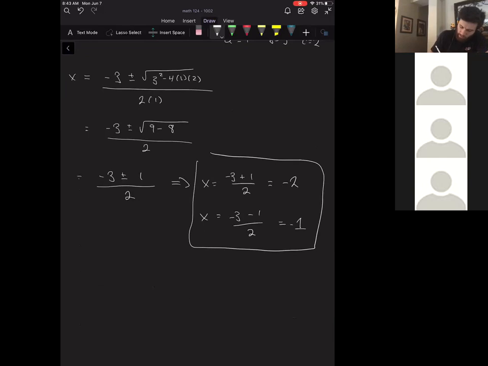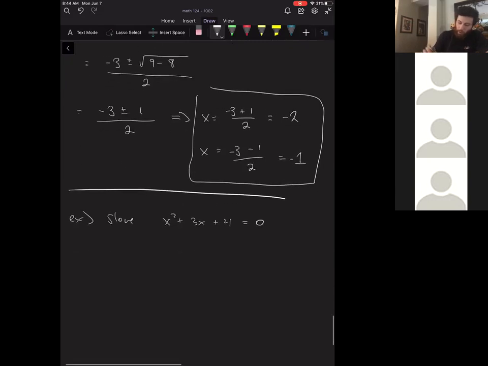So say if we had something like this, we want to solve x squared plus 3x plus 4 is equal to 0. So again, we always look at, can we factor this? And so how do we know that? Say if we want to factor this, well, we know there's a 1 in front of the x squared. So this first step for factoring is doing this.